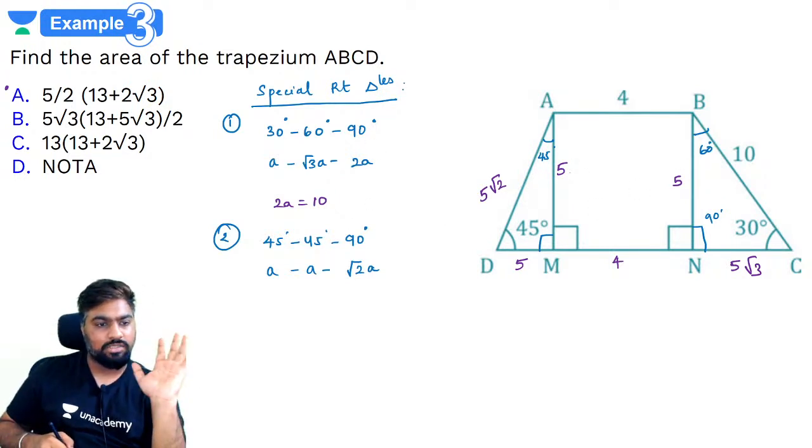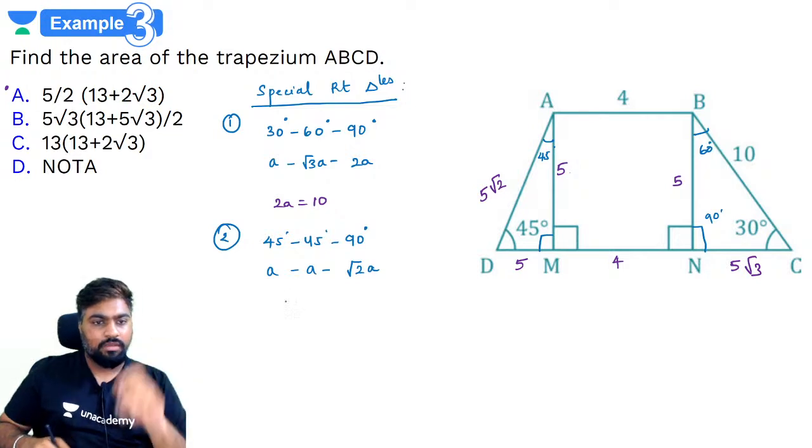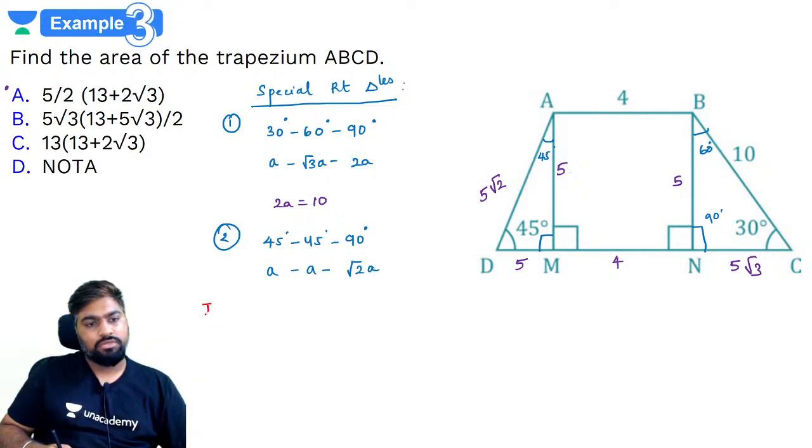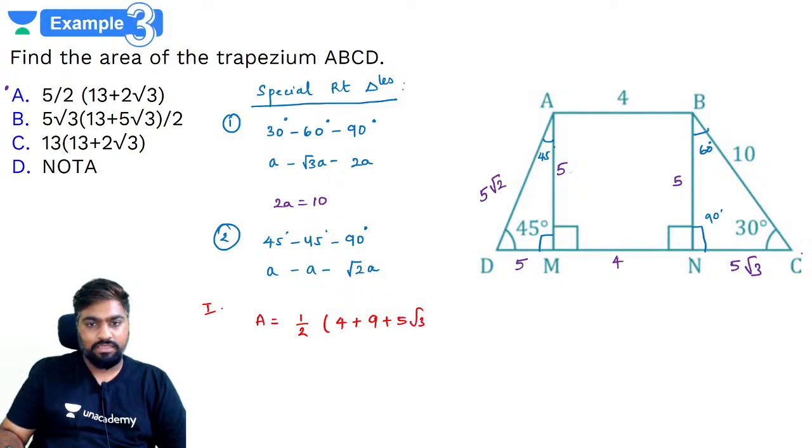Now how do you solve this is up to you. Method 1 would be using your formula. Area of a given trapezium is what? Half times sum of the two sides, 4 plus 9 plus 5 root 3. Right? The bottom one is 9 plus 5 root 3, the top one is 4, into the height which is 5.